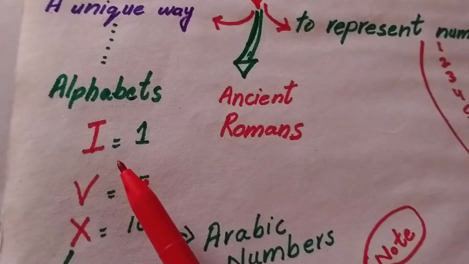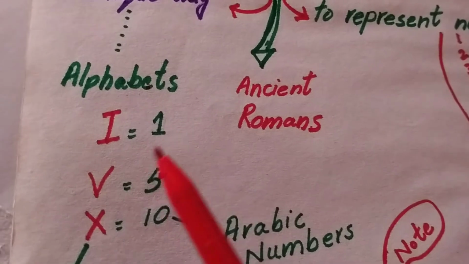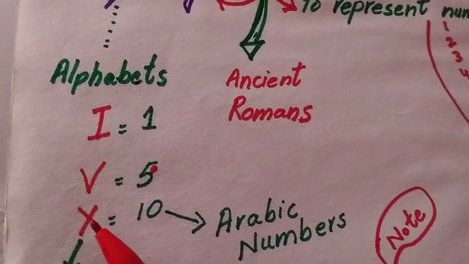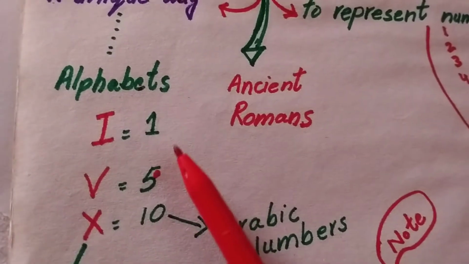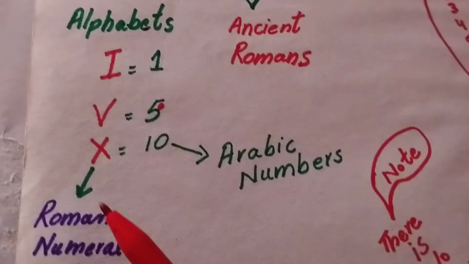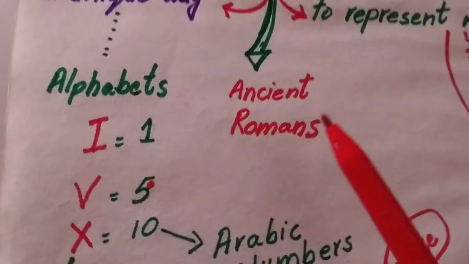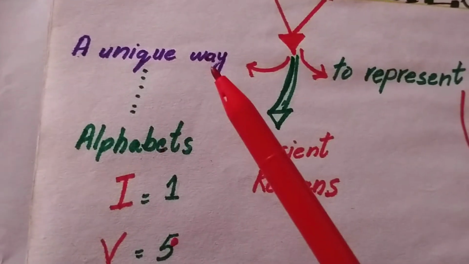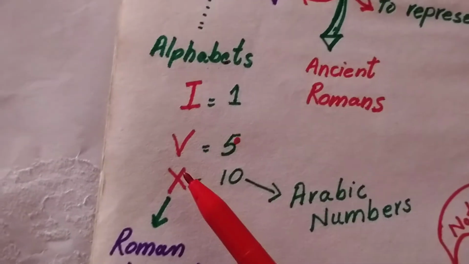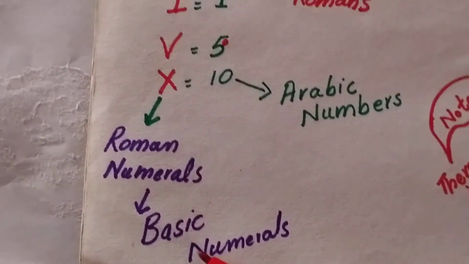They use the alphabet. I is equal to 1, V is equal to 5, X is equal to 10. These are Arabic numbers. These are Roman numerals. Ancient Romans used a unique way to represent numbers. The unique way is alphabets. These are the basic Roman numerals.